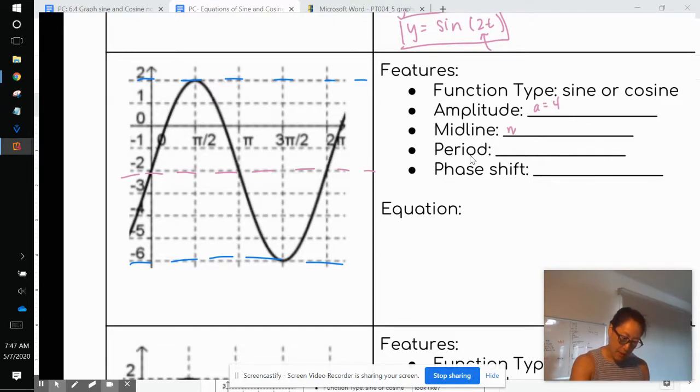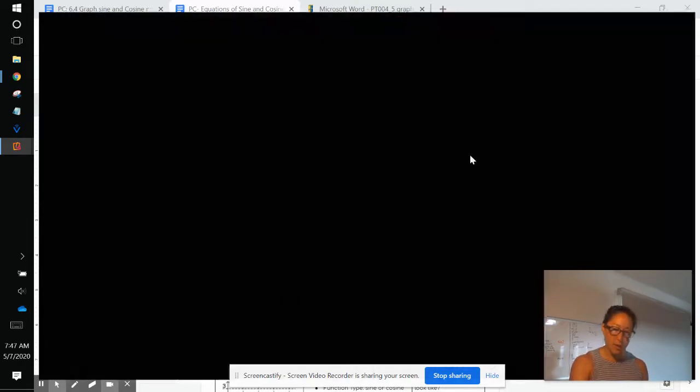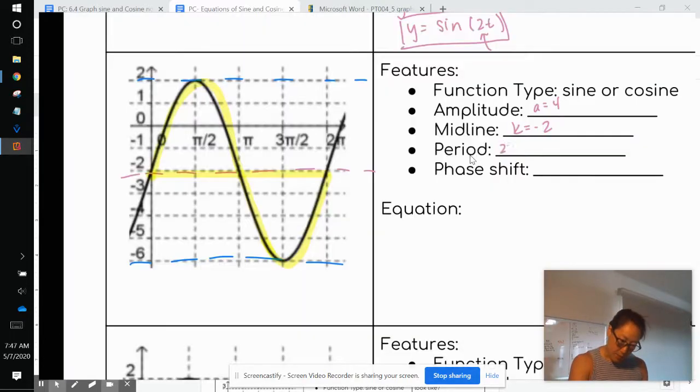My midline is at -2. The period, I'm going to start in the middle. Now I gotta do the lower part. Okay, it looks like it takes us 2 pi seconds, so that means 360 seconds. So the period is 2 pi. Remember, we have to get that b value though, which tells us how fast we're spinning. So a normal cosine graph or sine graph takes 2 pi seconds, 360 seconds to go around the circle. So when b is equal to 1, it's our normal speed.